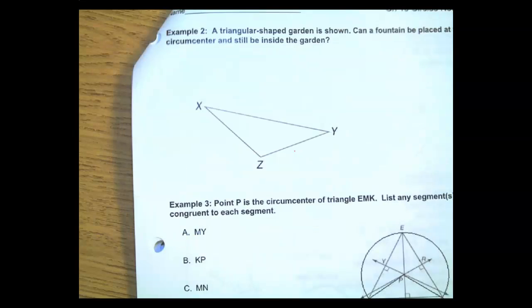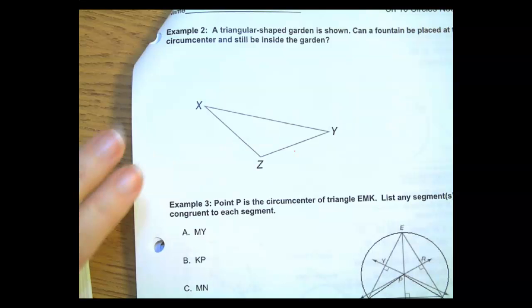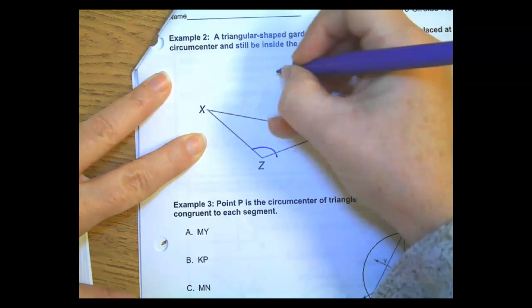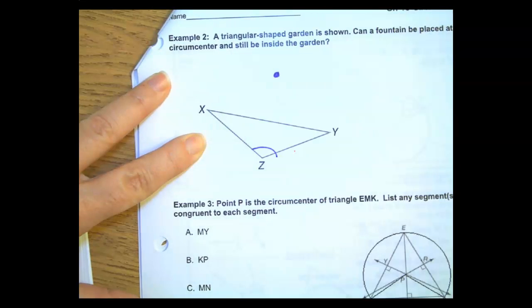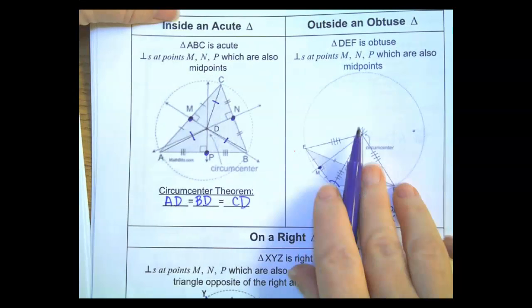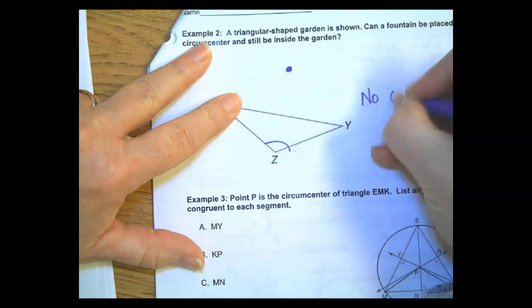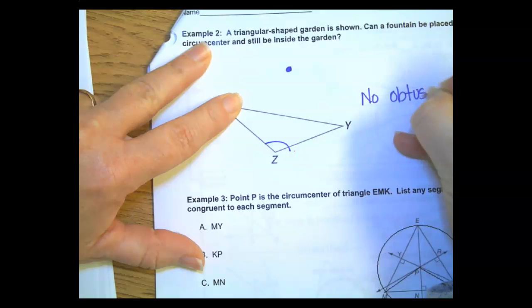Okay. Moving on. So we have this lovely triangle-shaped garden. Can a foundation be placed at the circumcenter and still be inside the garden? Well, you have an obtuse triangle, so my circumcenter is going to be up here, correct? Just like in the picture over here, right? We've got this obtuse, it would be way up here. So this would be no. Obtuse triangle.